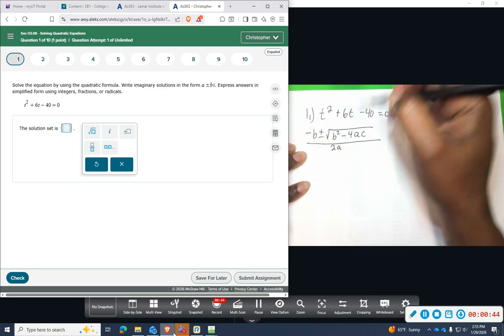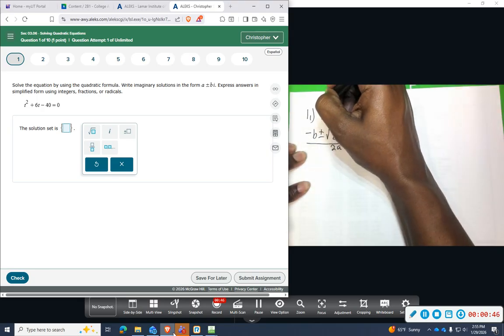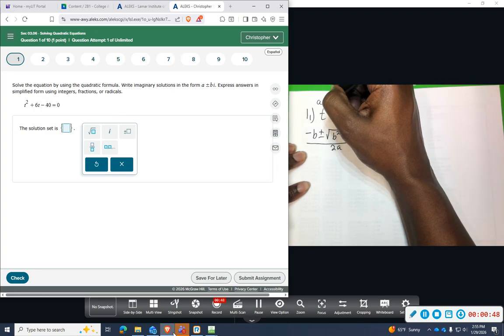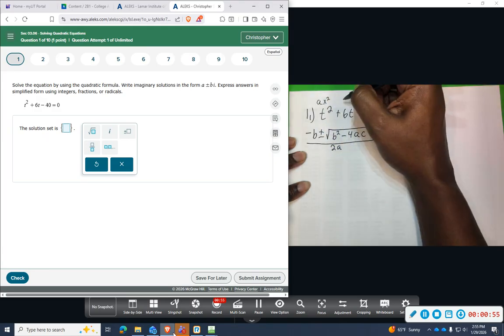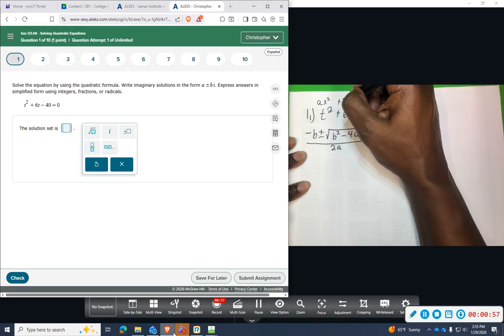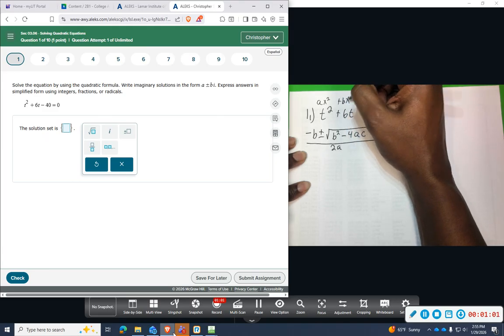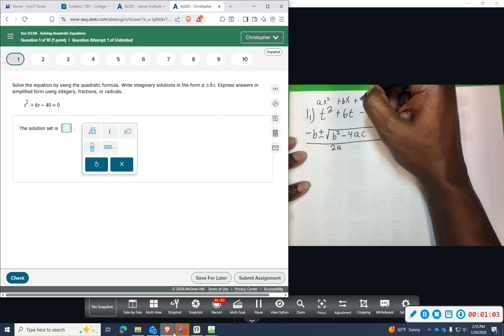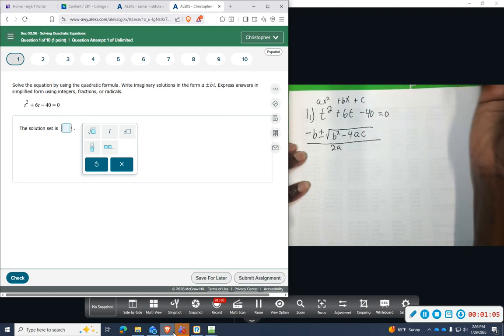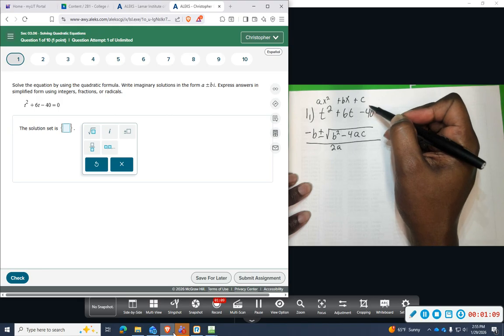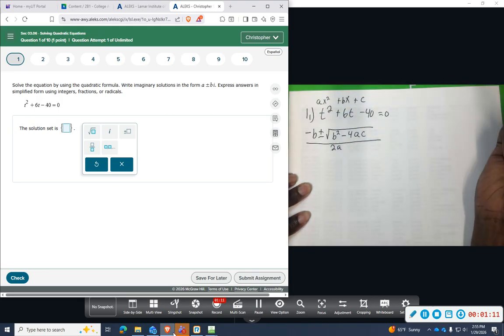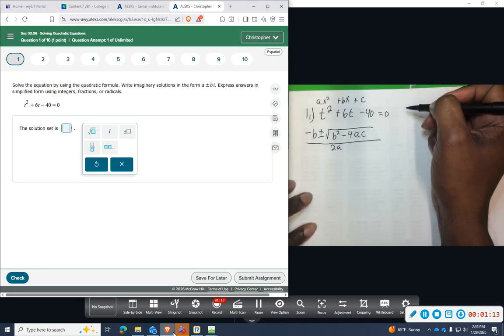The a, b, and c are the coefficients of your quadratic equation. So in ax squared, a is the number in front of your x squared term, b is the number in front of your single variable term, just single x, and then c is your constant at the end. In this case, b is 6, c is a negative 40, and a would be understood to be 1. So we're going to plug everything in.